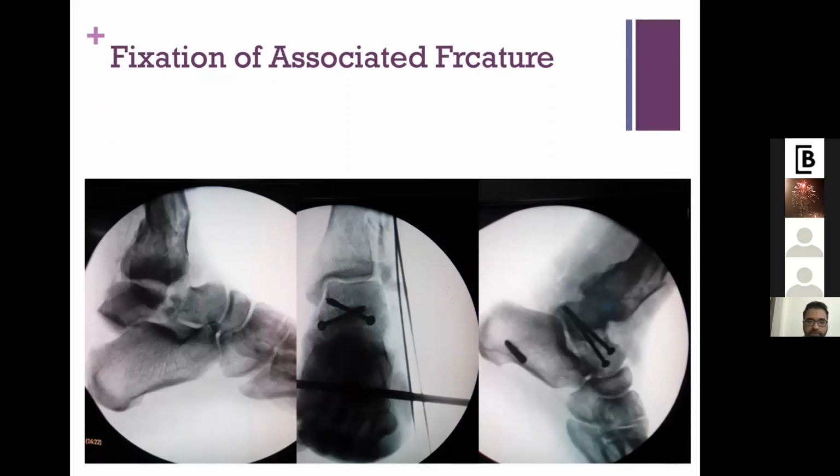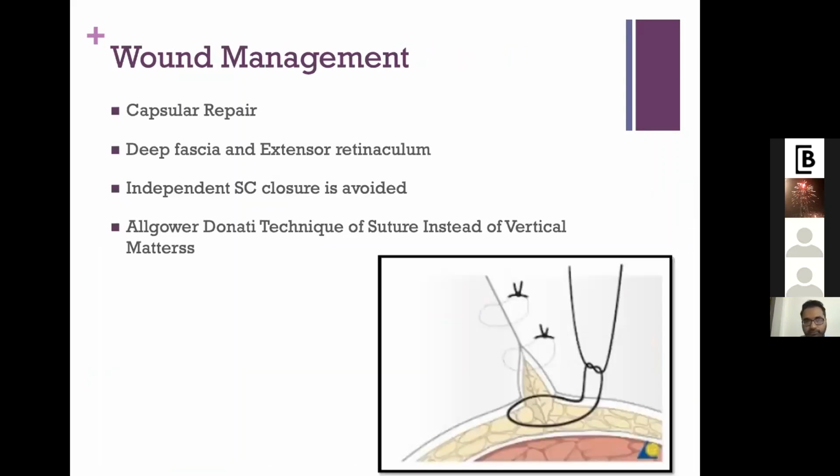Then we can't get the best outcome without managing the associated fracture. Though it is not common, the talus fracture is the commonest associated fracture in a pilon fracture. So if there's a talus fracture, always fix the talus fracture to get a dome below the plafond. Then you go on fixing the pilon fracture.